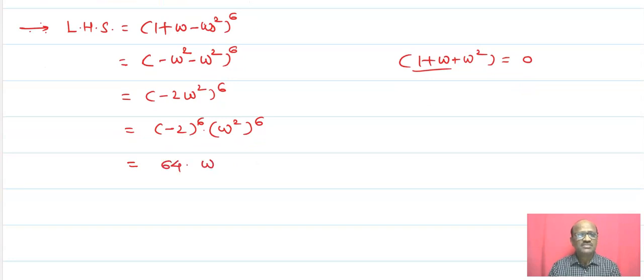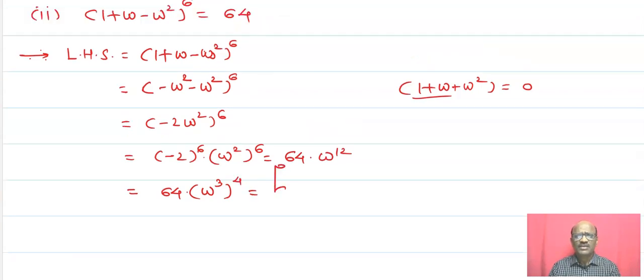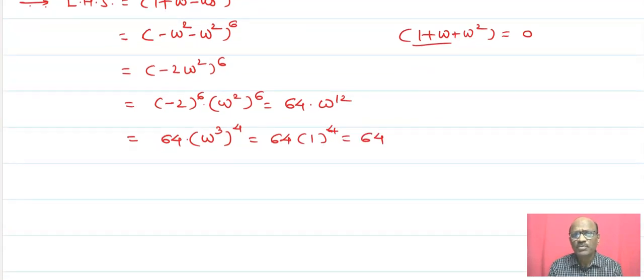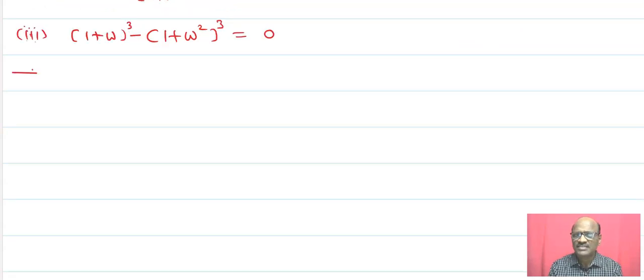Minus 2 raised to 6 means 64, and omega square bracket raised to 6 can be written as omega raised to 12. That is omega cube bracket raised to 4. But what is the value of omega cube? It is 1. 1 raised to 4 is again 1, and the answer is 64, and it is the RHS.